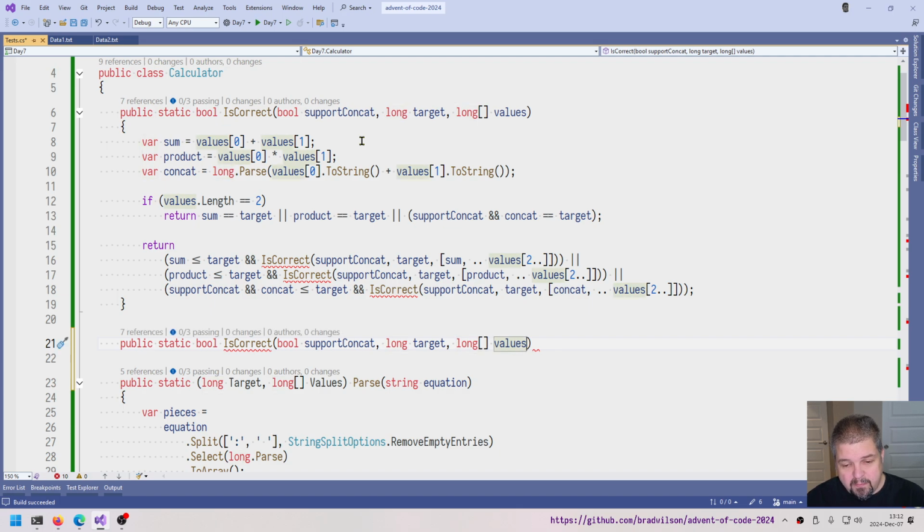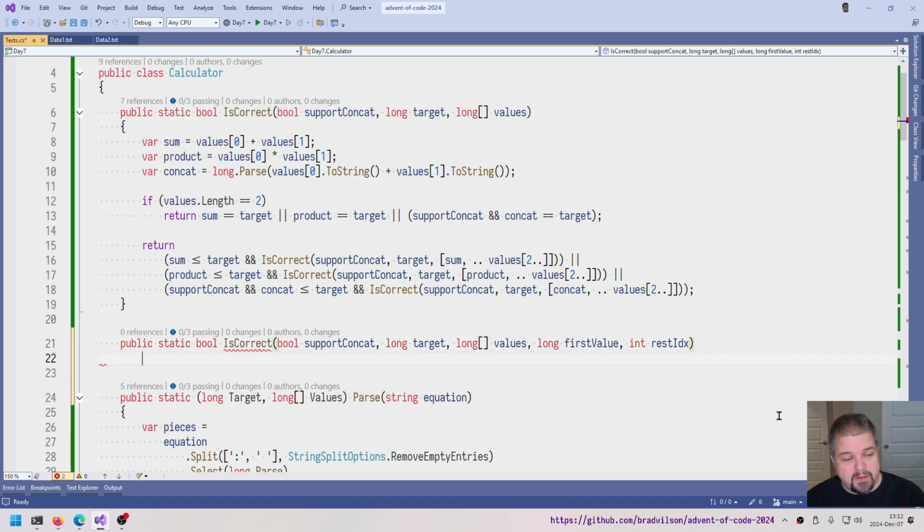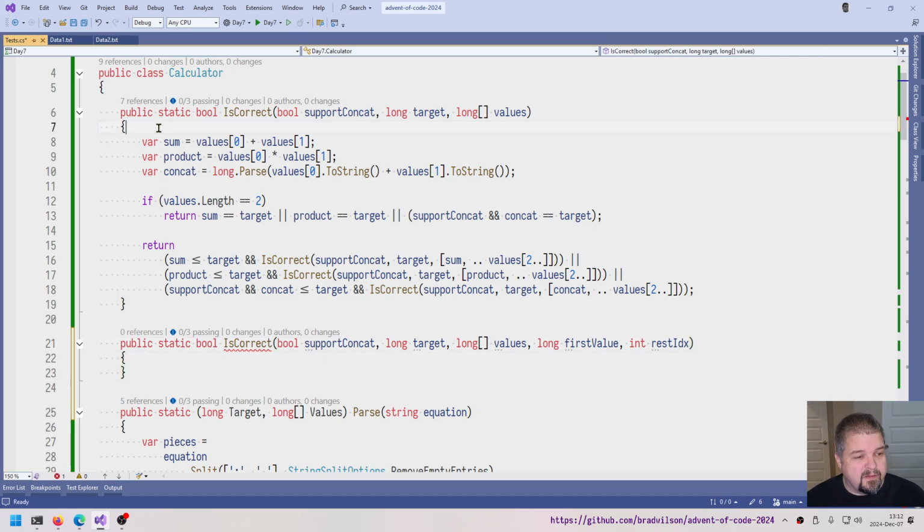And we'll say values, and we'll say the first value and then the rest index. So that's basically saying, tell me what the first value is, right? Because here's our first value. And then here's what the rest of them is. And so the rest index here is 2. We know that. So if we knew that, then what would this algorithm look like?